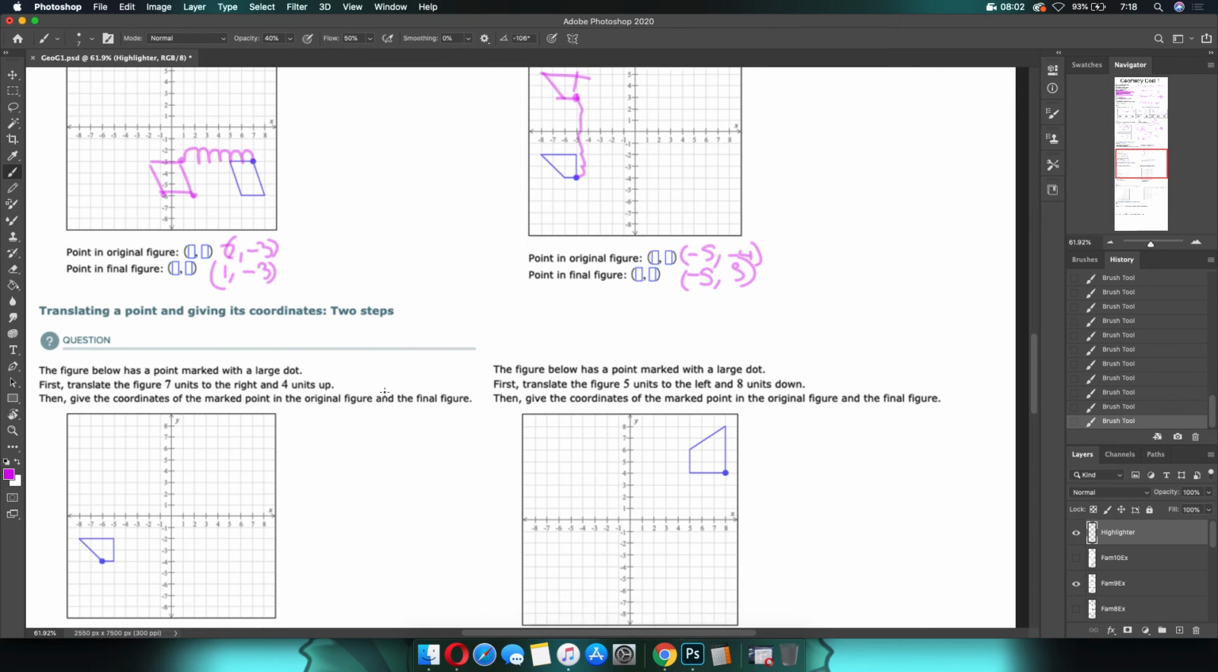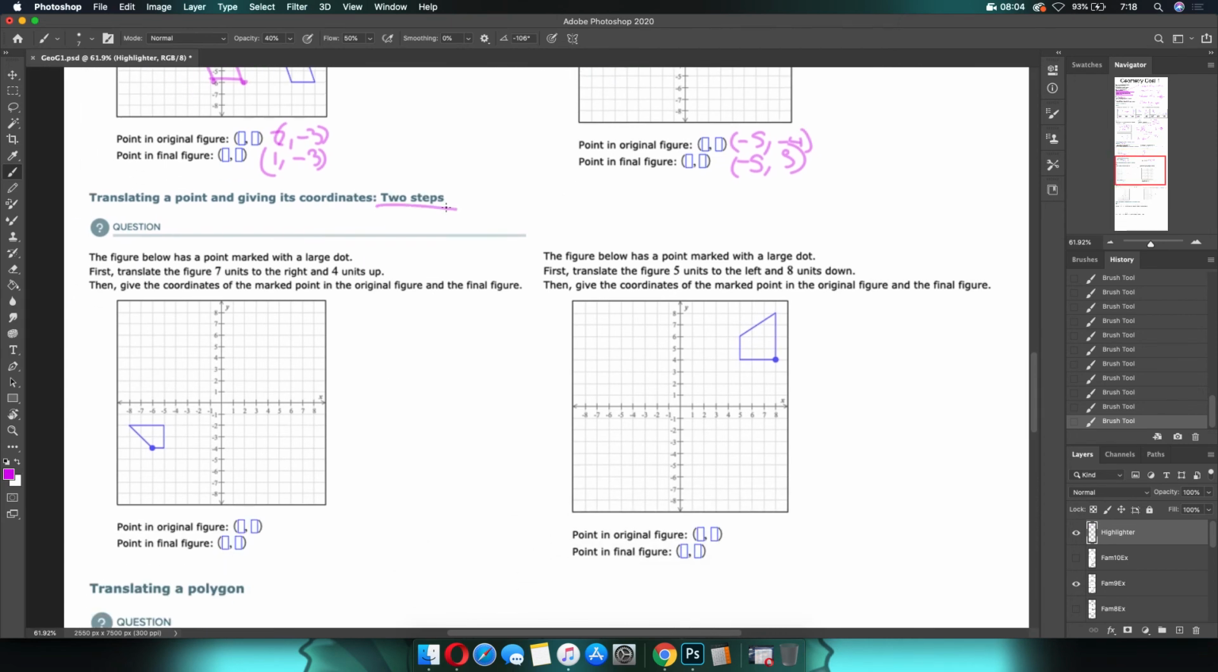Then let's tick it up again, because you start with the basics, and then you start adding a little bit more. So now here we're doing 2 things. We are translating the figure 7 units to the right, and then we're going 4 units up. And then that's going to be the new shape of our figure.